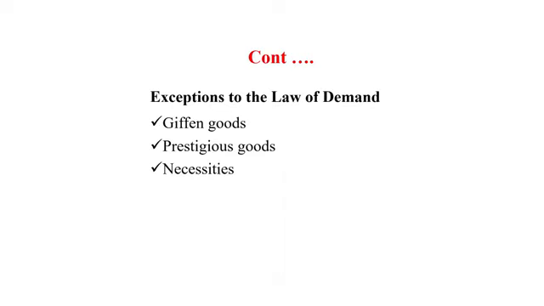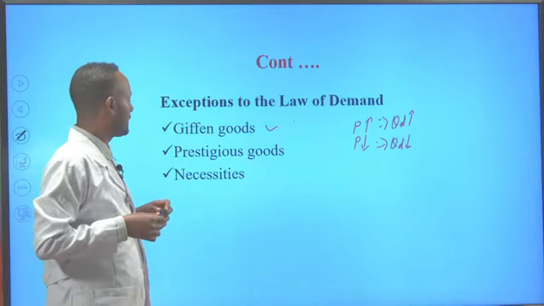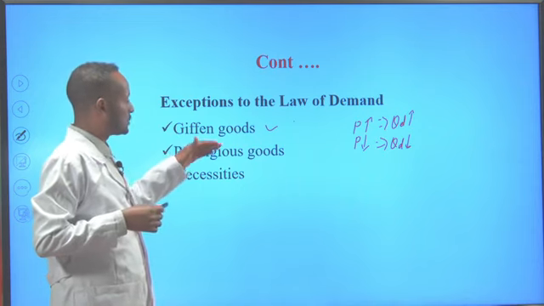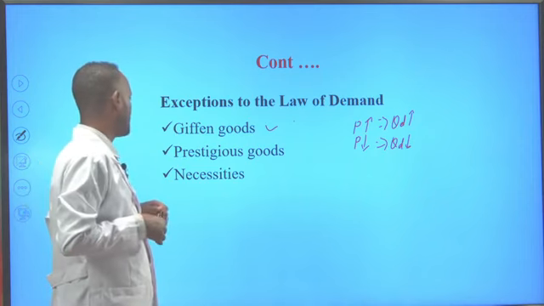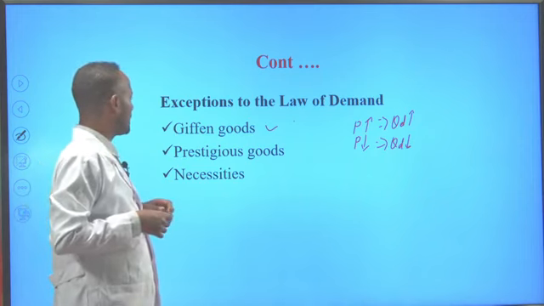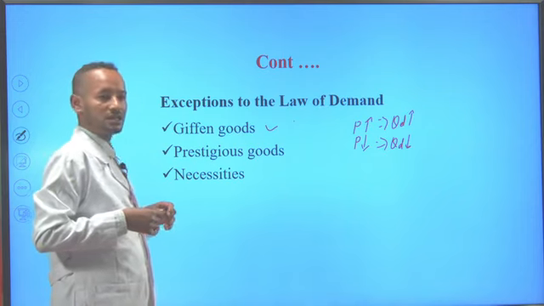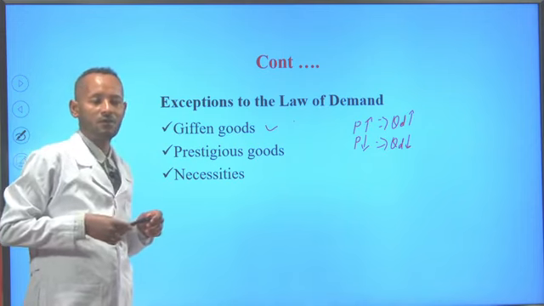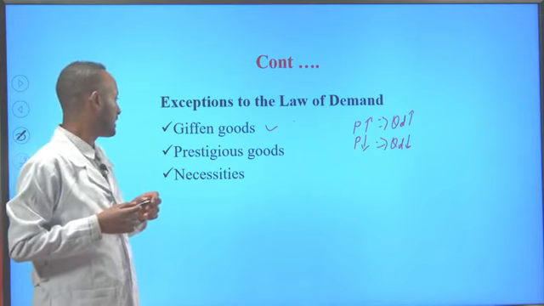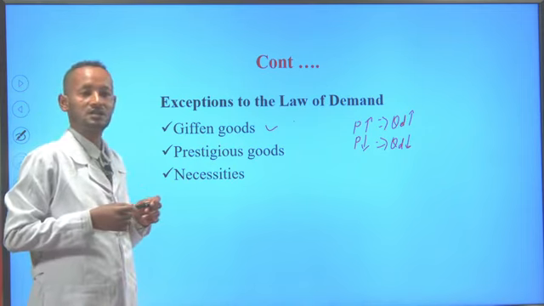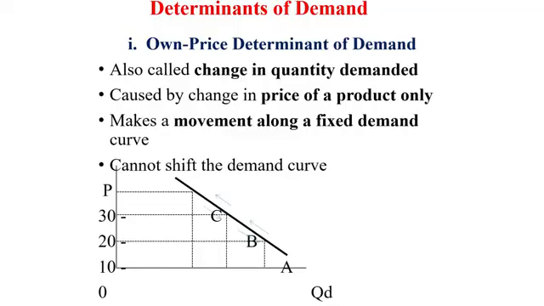Prestigious goods are against the law of demand. That means as the price of prestigious goods increases, the demand for prestigious goods will also increase. As the price of prestigious goods declines, the demand for prestigious goods will also decline. Necessities are against the law of demand. Necessities are those commodities which are essential for survival. As the price of necessities increases, the quantity demanded for necessities will not decline.